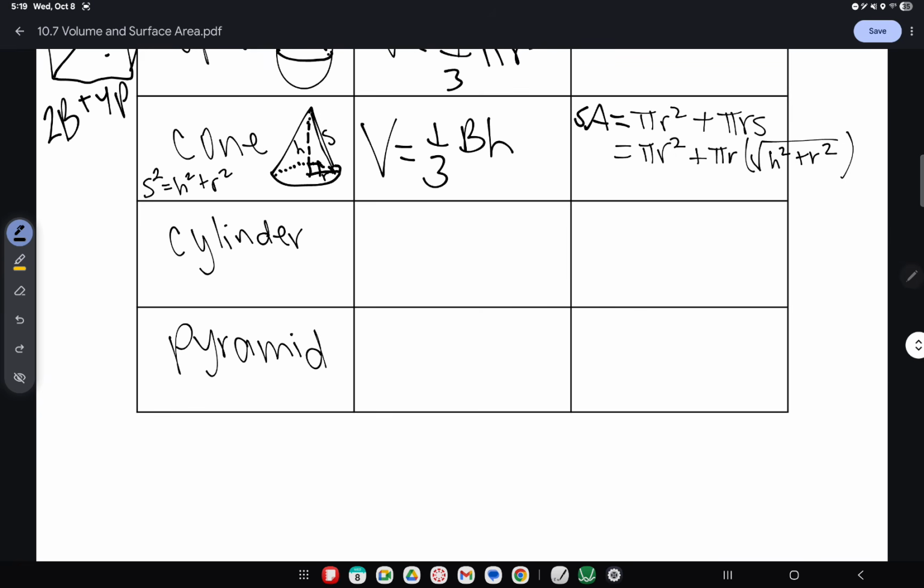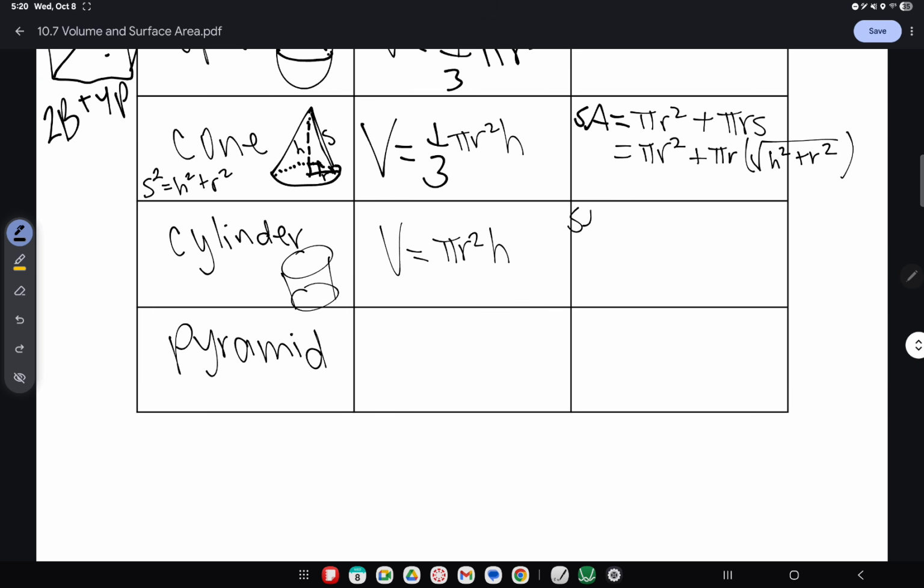And then a cylinder, the volume is the area of the base times the height. And you know what? I should go ahead and just put both of those in. So it's a circle, so pi r squared times the height. Same thing with a cylinder. The base is a circle. So pi r squared times the height.